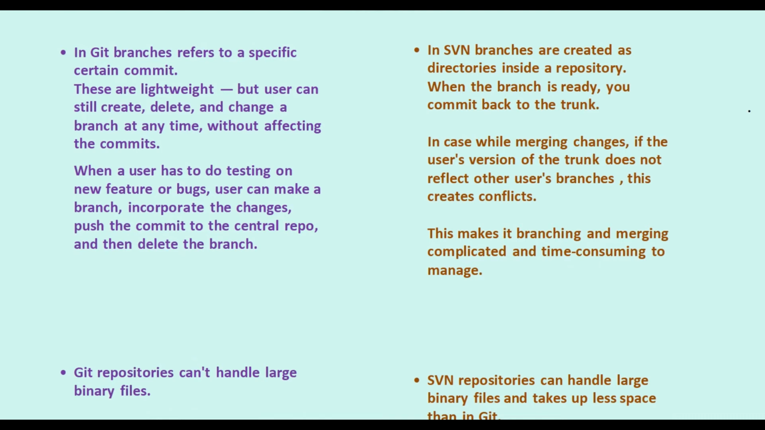However, in case of SVN, the branches are created as directories inside a repository. So when the branch is ready, you commit back to the trunk. So in case while merging changes, if the user version of the trunk doesn't reflect the other developers or other users branches, then this can create conflicts. And this is what makes branching and merging complicated and time consuming to manage in case of SVN.